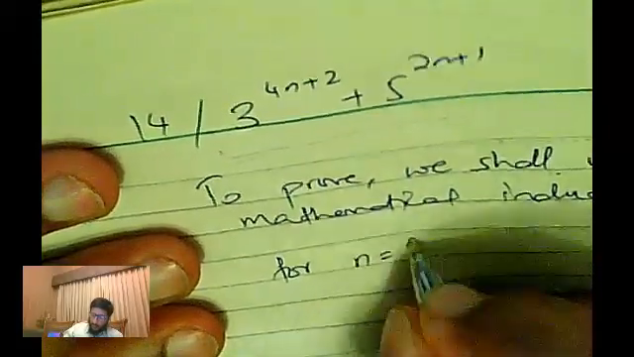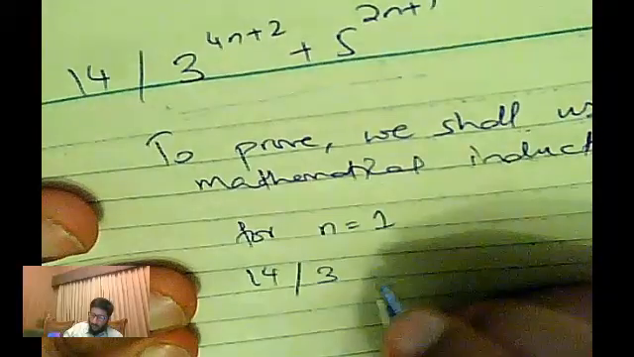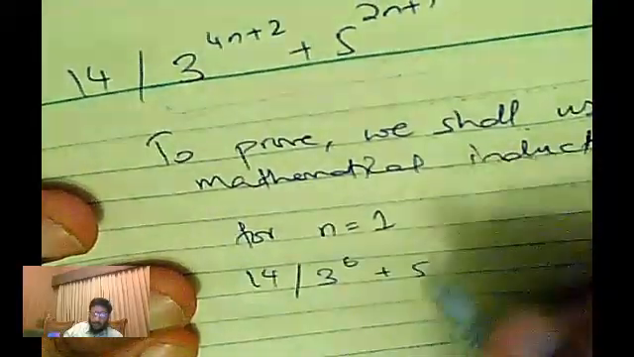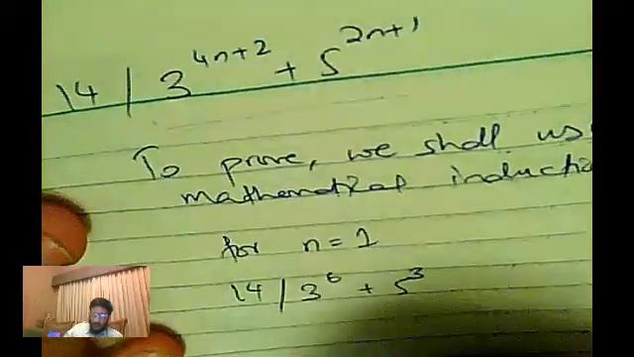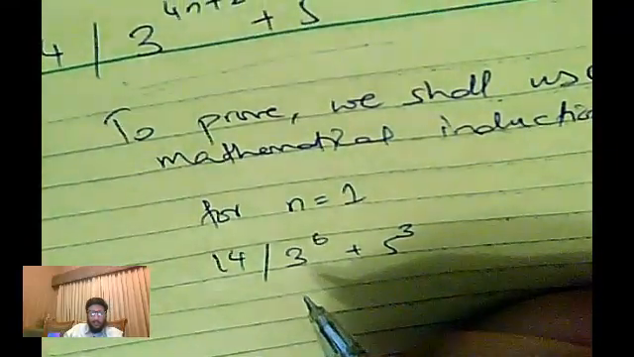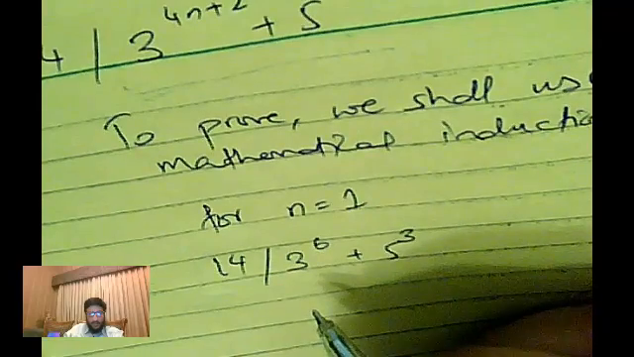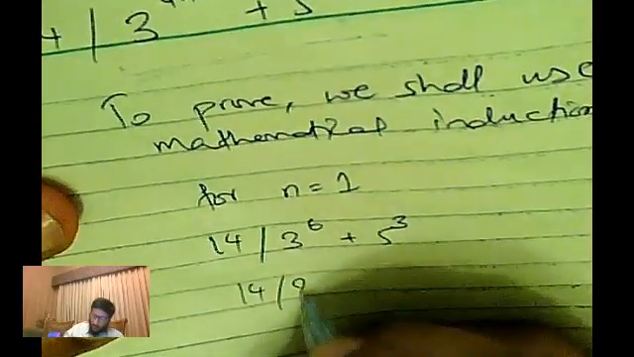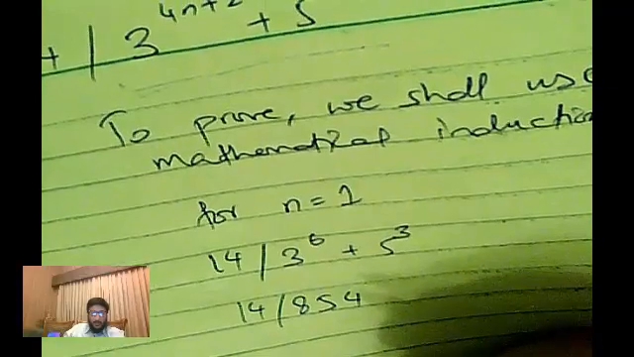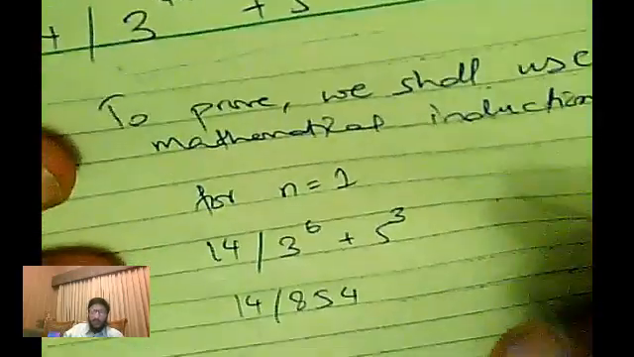So for n equals 1 we have 14 divides 3 raised to the power 4 plus 2, which is 6, plus 5 raised to the power 2 plus 1, which is 3. And if you use a calculator, this is actually true: 3 to the power 6 plus 5 to the power 3, that's 854. If we divide this by 14, we have no remainders. We have 61, a whole number, no remainders. Therefore the result is true for n equals 1.